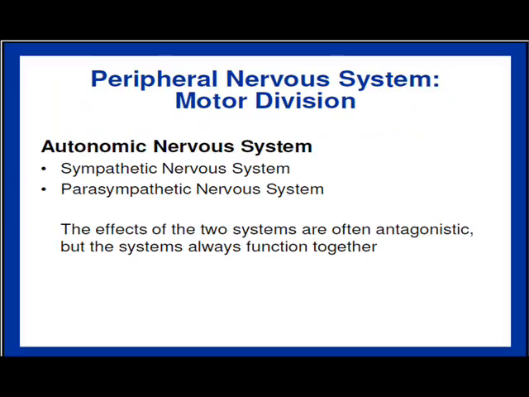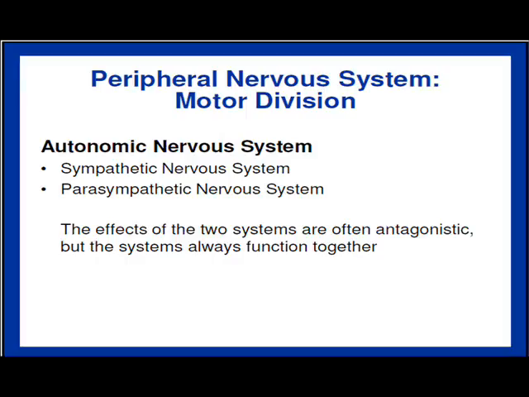In terms of the motor division, again, you would have seen all this before in P215. You've got the autonomic nervous system made up of the sympathetics and the parasympathetics. Again, just a reminder, what's the sympathetic nervous system? What's the main neurotransmitter? That's right, norepinephrine. And for the parasympathetic, then it's serotonin. They antagonize each other. They're different, but they obviously always function together.